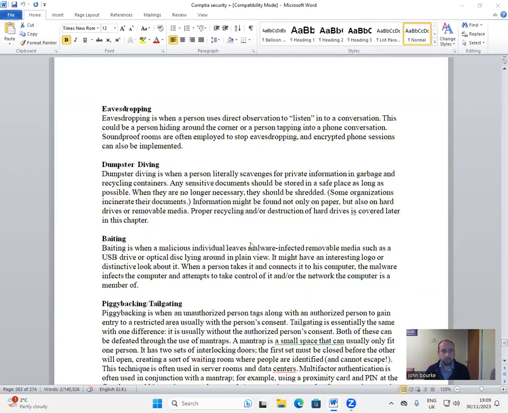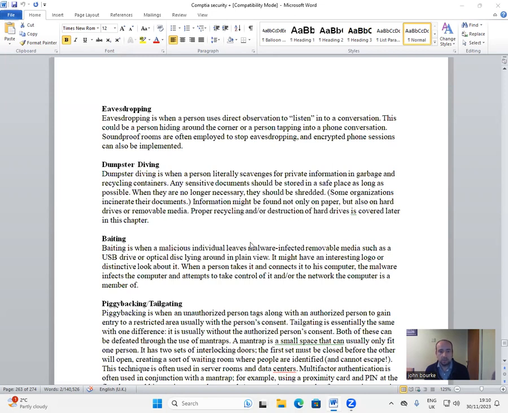Eavesdropping. Eavesdropping is when a person uses direct observation to listen in on a conversation. This could be a person hiding around the corner or a person tapping into a phone conversation. Soundproof rooms are often employed to stop eavesdropping, and encrypted phone sessions can also be implemented.